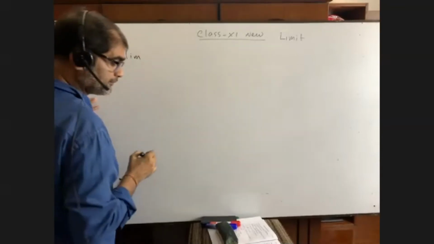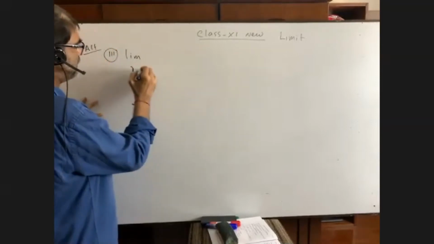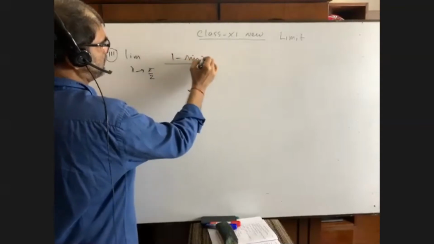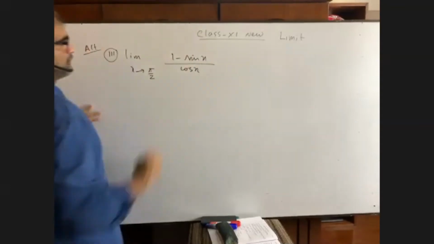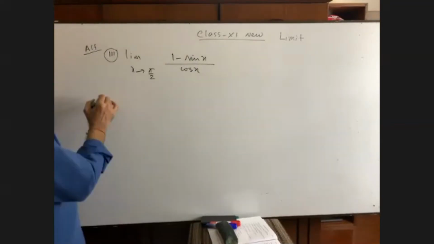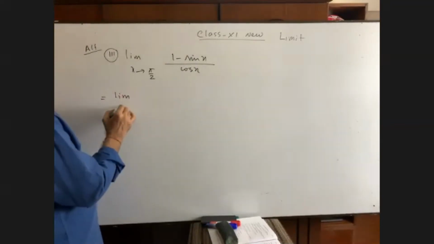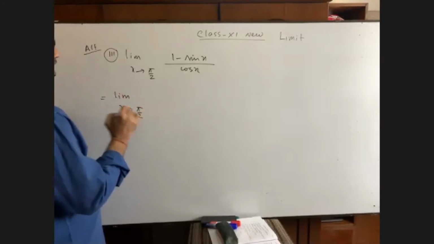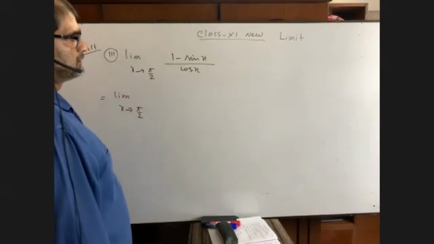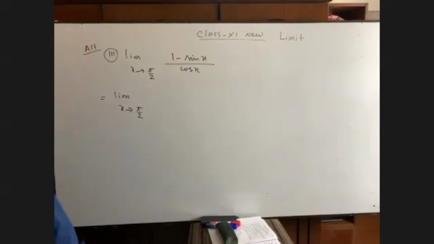Limit x tends to pi by 2, (1 minus sin x) by cosine x. Okay. So what should we do? Can you please let me know? Let me know. What should we do? Which formula? I put it into formula, right?